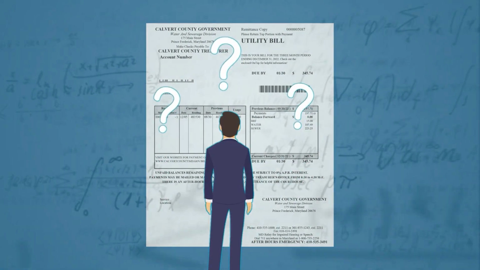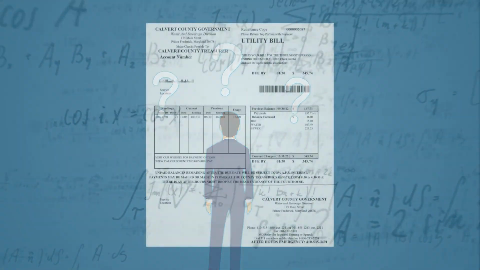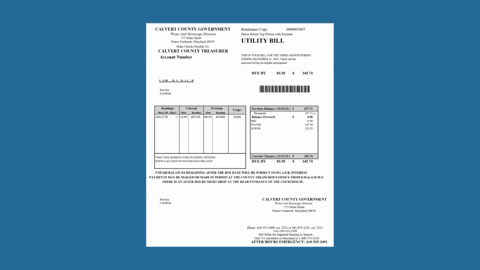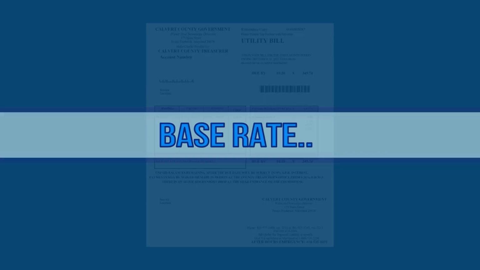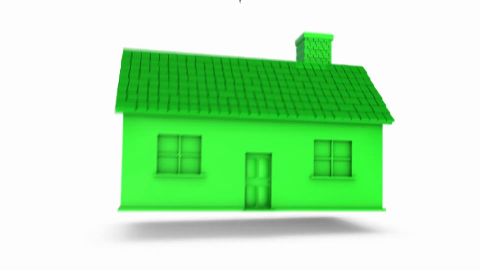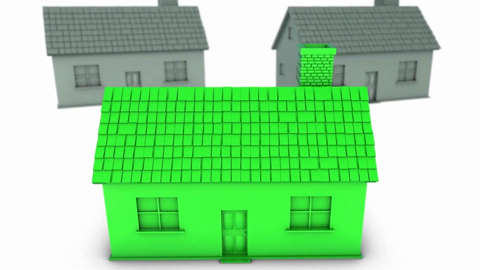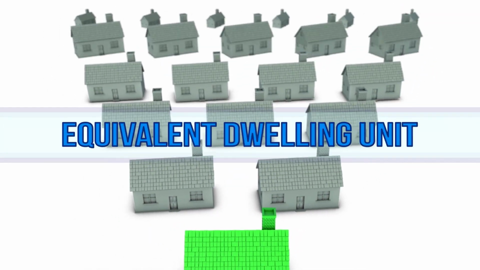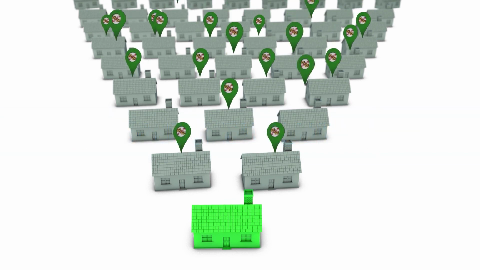Understanding how your bill is calculated can be just as important as knowing how to read it. In this part, we will break your bill down even further to help explain everything that is applied to it. Starting with your base rate, or EDU. Every service location is assigned a base rate by the county. Base rates are established by the number of EDUs, or equivalent dwelling units, your location has been assigned.